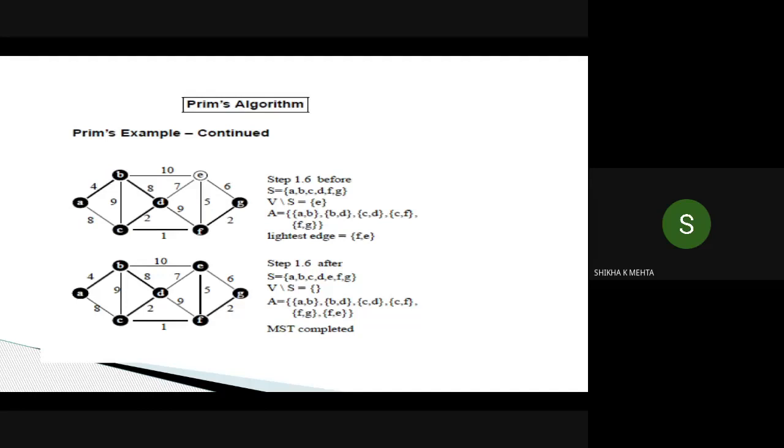Finally, what we have is that V minus S is empty. The spanning tree S has all the vertices that we have spanned, and A gives us all the edges. We need to keep track of the edges because we can have multiple spanning trees. The edges we use for spanning the various vertices are needed in order to create the tree. So that is very important.